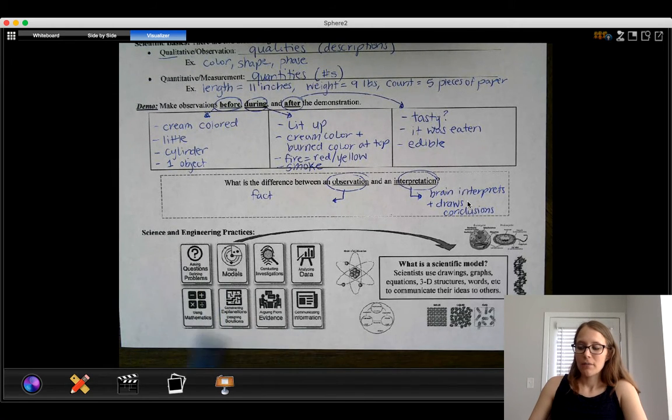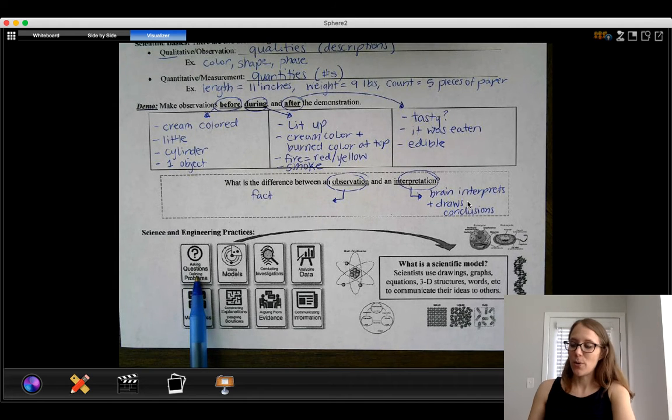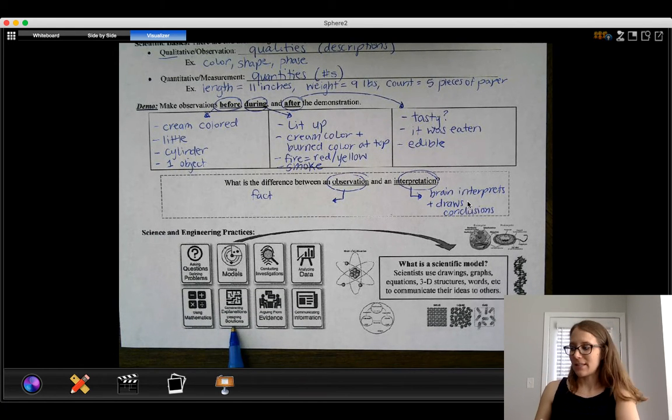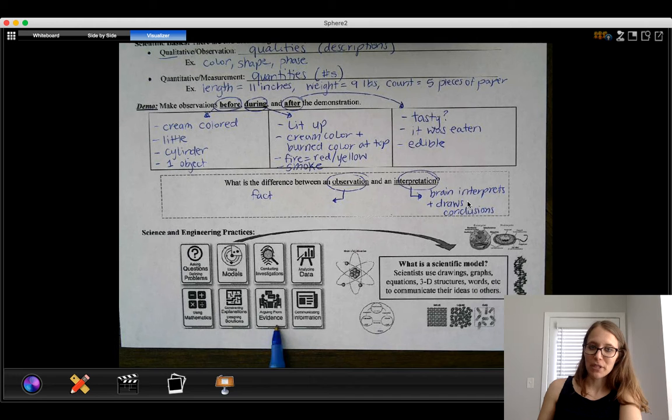Some of the other science and engineering principles that scientists use on a regular basis: asking questions and defining problems. This is the whole point of doing an experiment, right? You have a question, you're trying to figure something out. We conduct investigations in order to try to answer our questions. We collect data in experiments, we have to analyze it. We use math. Constructing explanations. So this is that interpretation process again. We argue from evidence. Does the evidence support what your interpretation is?